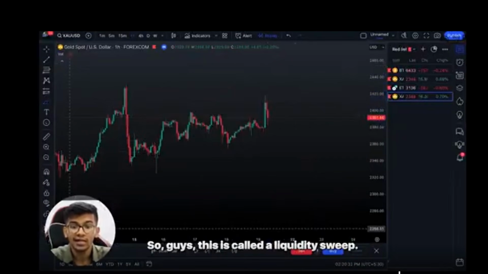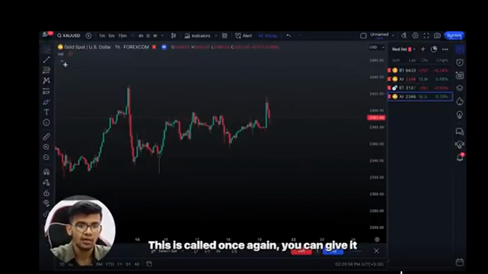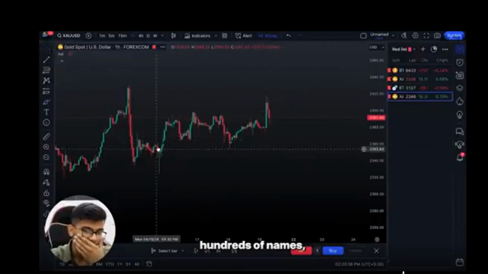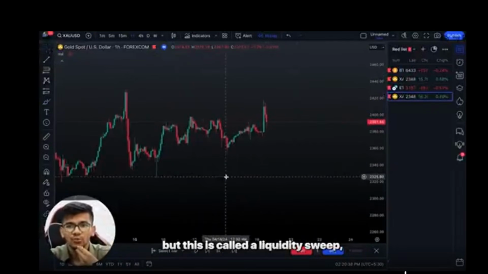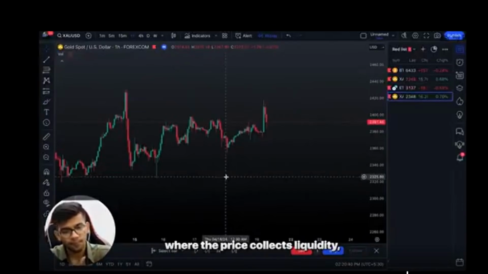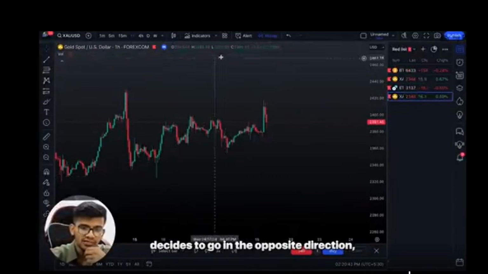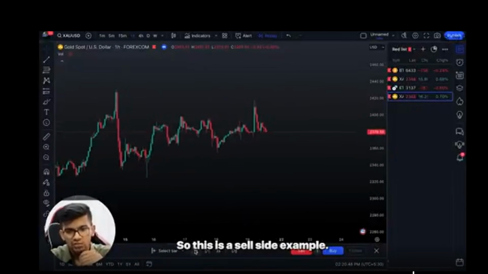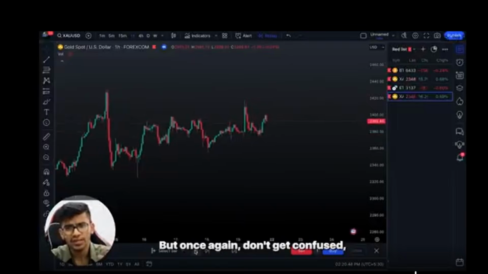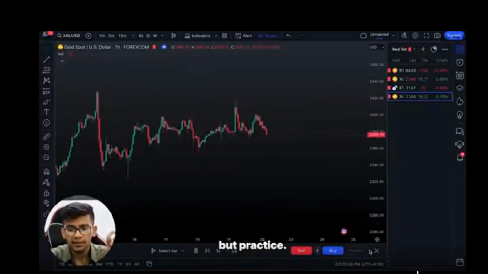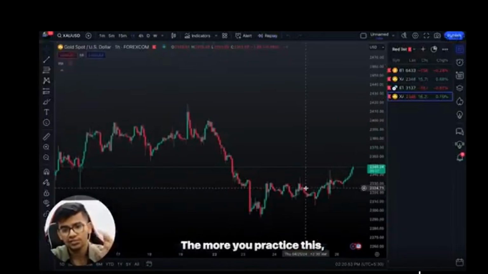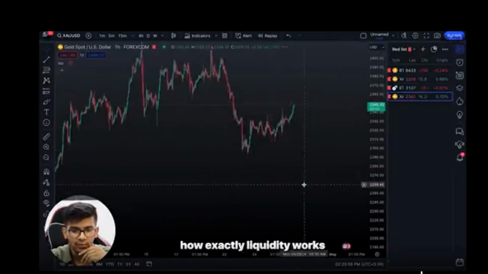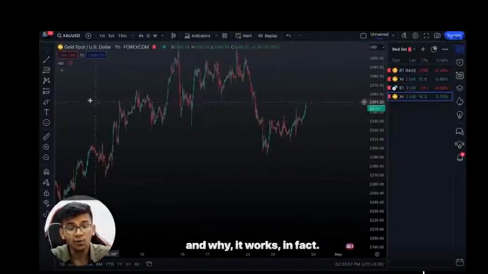So guys, this is called a liquidity sweep. You can give it hundreds of names, but this is called a liquidity sweep, where the price collects liquidity and decides to go in the opposite direction, because obviously it has been struggling to go in that particular direction. So this is a sell side example. Once again, don't get confused, but practice. The more you practice this, the more you will understand how exactly liquidity works and why it works, in fact.